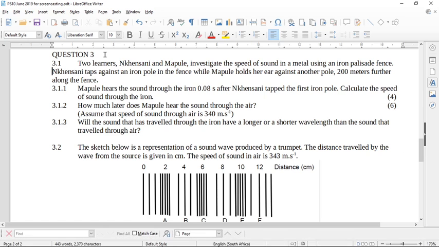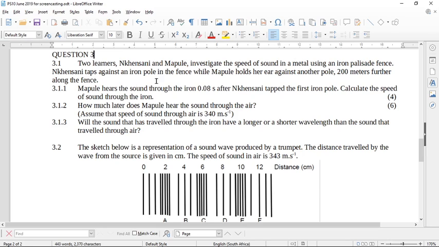Okay, this is question 3 from the Limpopo paper of June 2019. Two learners, Kensani and Mcculloch, investigate the speed of sound in a metal using an iron palisade fence. Now, first of all, remember that when we talk about speed of sound, sound travels fastest through a solid and slowest through a gas. So they're going to probably use some version of this knowledge.